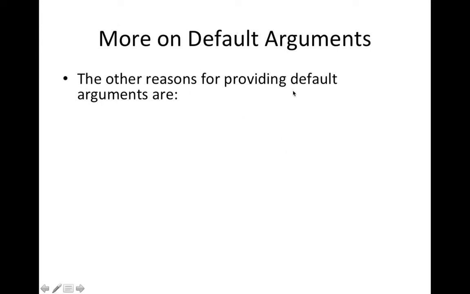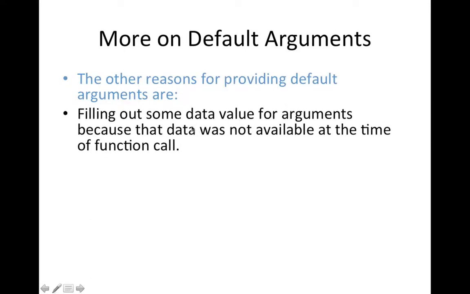There are other reasons for providing default arguments, and those are filling out some data value for arguments because data was not available at the time of function call. Well, all the data are not available all the time. So when you call the function, something has to be filled out, and that value that you can live with filling out can be assumed to be a default value for the time being until real data are provided.